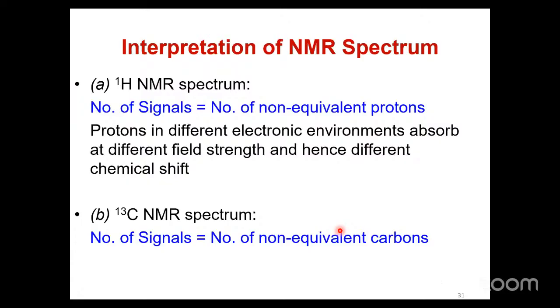While interpreting any NMR, you try to count the number of peaks. The number of peaks will be equal to the number of non-equivalent nuclei. In H1 NMR, it will be protons, while in C13, it will be the number of non-equivalent carbons. So number of signals is equal to number of non-equivalent carbons. The number of signals will be less only when the molecule has symmetry. Okay.